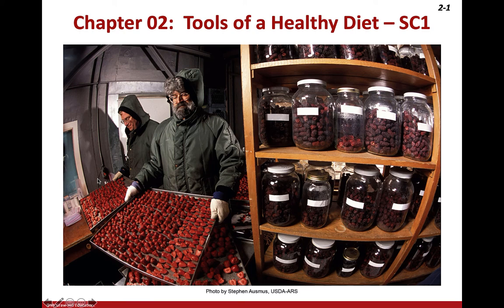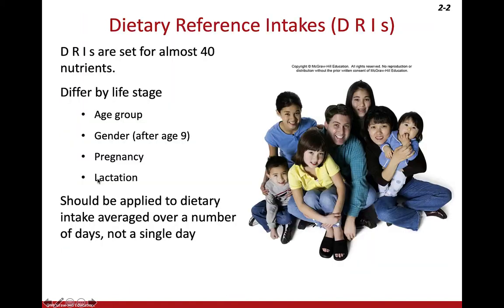Chapter 2, Tools of a Healthy Diet, Screencast 1. Now, I usually refer to this part of this chapter as the alphabet soup chapter. And the reason why is we're going to see a lot of different abbreviations. And so it's really important to make sure that you have an idea of what these are about.